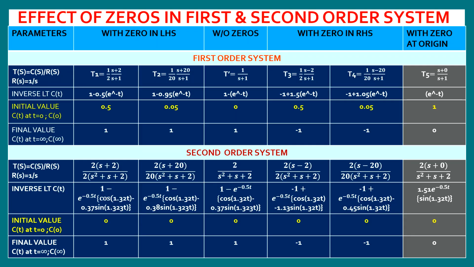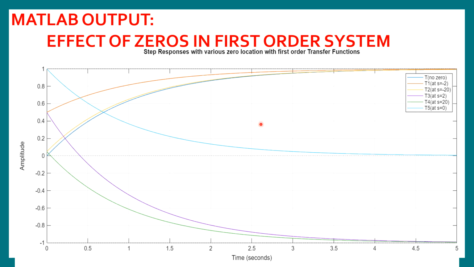The mathematical calculations have been done here. In the function, it is observed that the final value becomes 1 when the zeros are located in the LHS, the final value becomes -1 when the zeros are located at the RHS, and the final value becomes 0 when the zeros are located at the origin. And the MATLAB output also depicts the same. It also confirms the same results, and this is the response without any zeros.